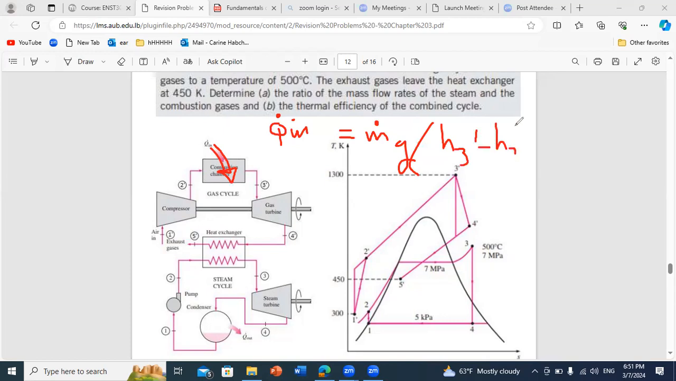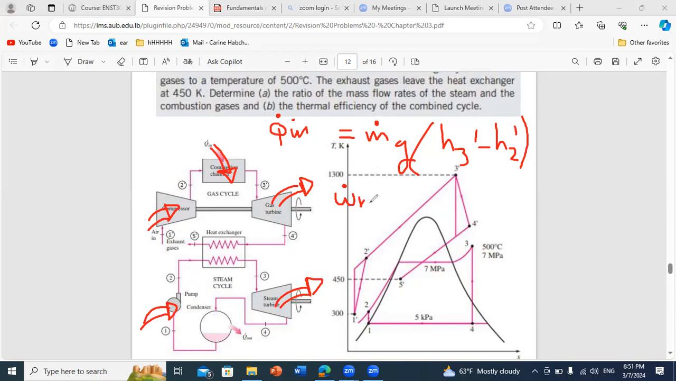While if we consider the output of the whole cycle, we have an output at the gas turbine level and an output for the turbine in the steam cycle. Of course, whenever we compute W dot net, we should subtract the work done at the compressor level here and the work done at the pump level here. So we should consider then W dot net total.